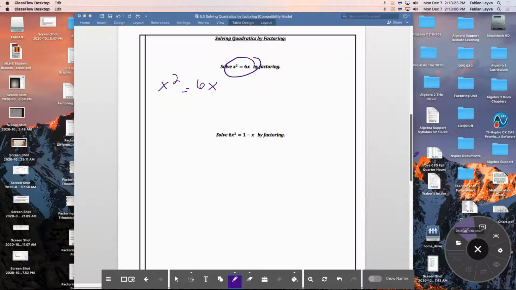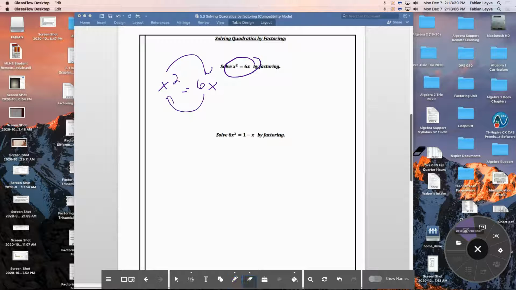One way to do it, and the only way we've learned so far, is by factoring, aka using the 0 property. Now, is this even equal to 0? And the answer would be no. So what I'm going to do is make it equal to 0. I'm going to choose to move one side, either move the x squared over here or move the 6x over there.